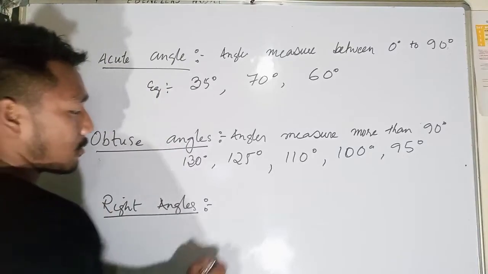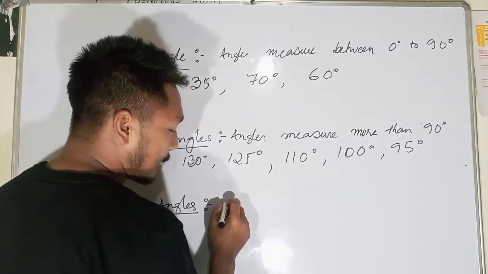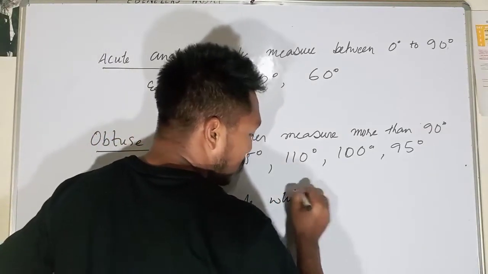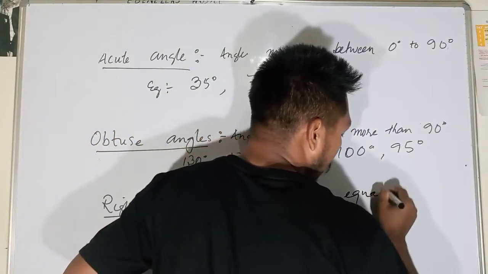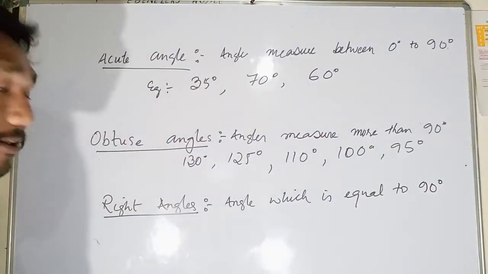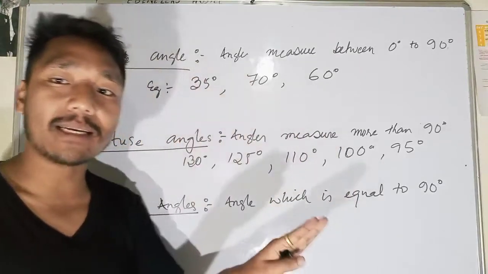Now what is a right angle? The angle which is equal to 90 degrees is what we call a right angle. A right angle means it is exactly 90 degrees.